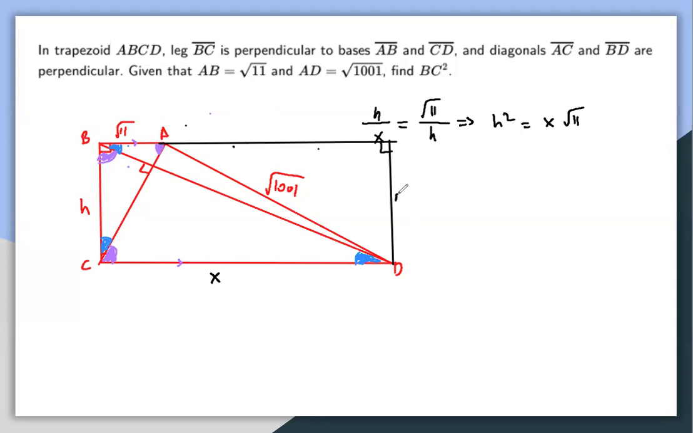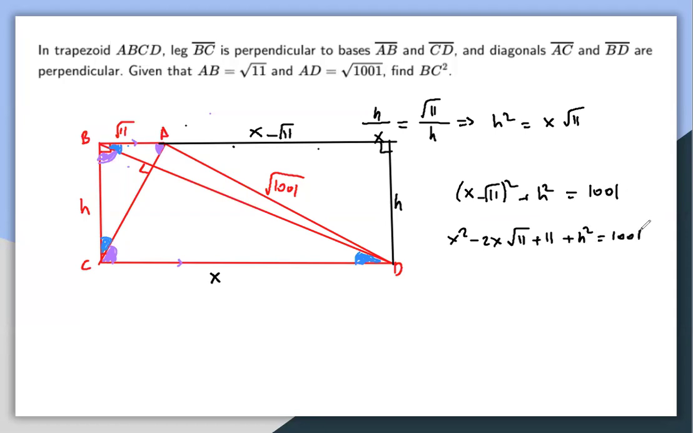Since BC is H, this is also H. And then A to this point was X. So this is root 11, so that part should be X minus root 11. Okay, so now we can use the Pythagorean theorem: x minus root 11 squared plus h squared equals the square of the hypotenuse, which is good because no radical is involved now. So let's expand this. That should be x squared minus 2x root 11 plus 11 plus h squared is equal to 1001.